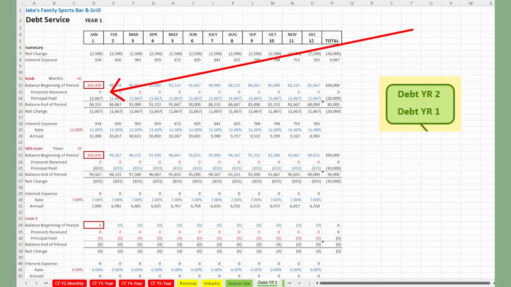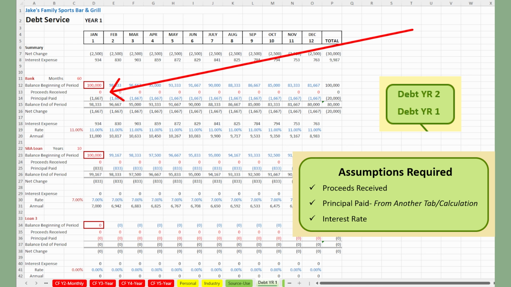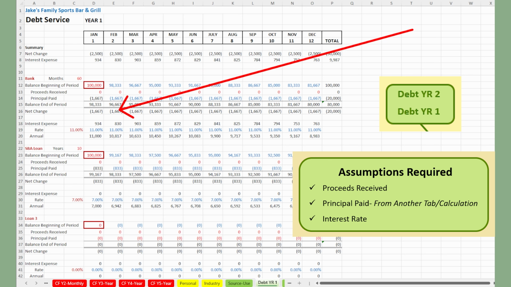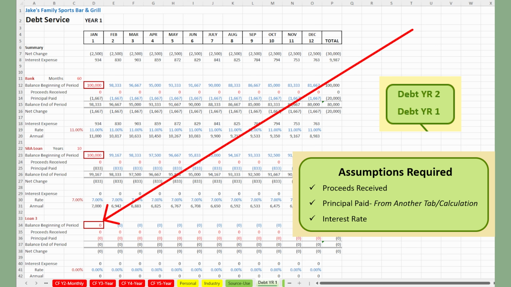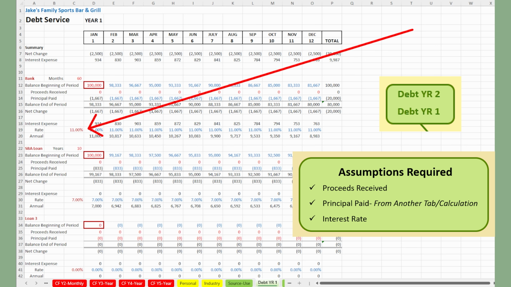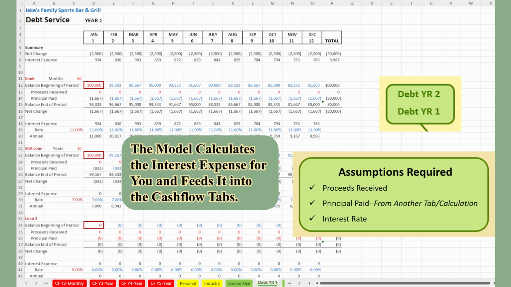$100,000. You enter the proceeds received, but the principal paid comes from another tab. Here's your second loan, an SBA loan, and here's your third loan. In each case, you enter an interest rate, and the model calculates the interest expense for you and feeds this information into the cash flow tabs.